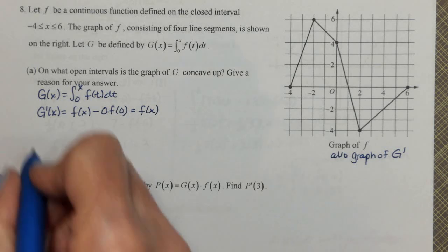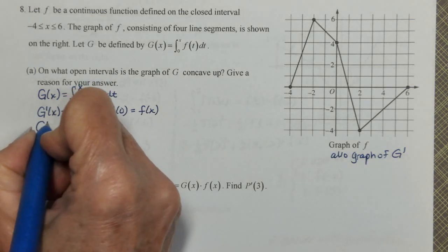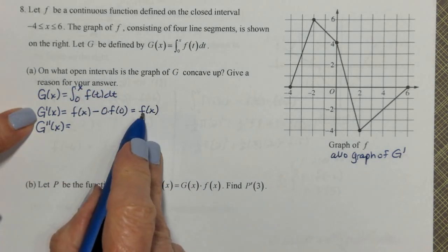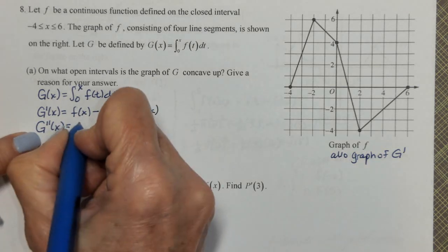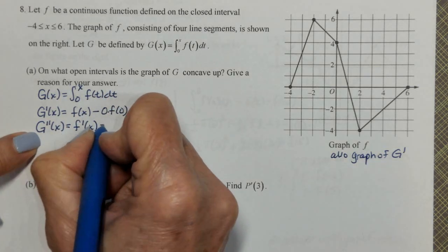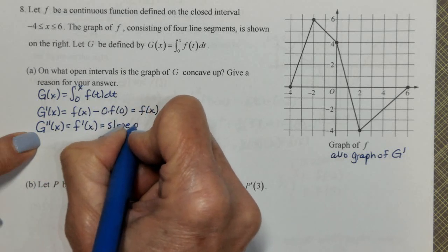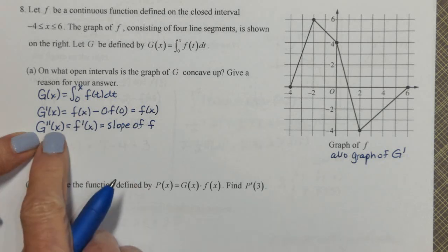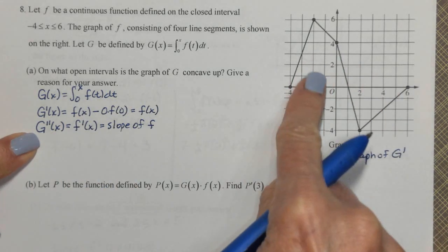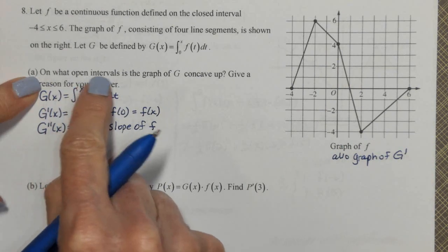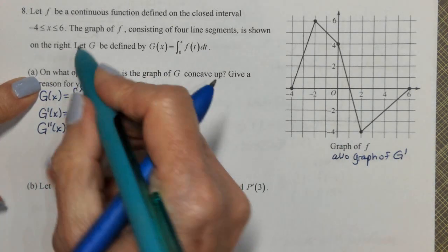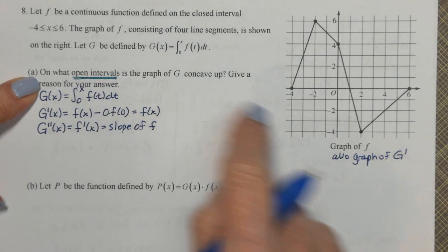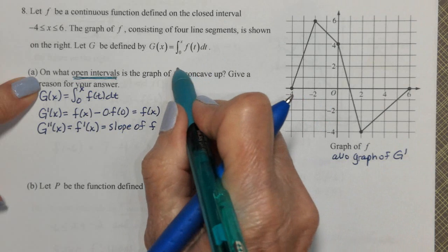Okay. Also, let's go ahead and find the second derivative. We always need it in these problems. If g prime is f, what is g double prime? Well, that would be f prime, which is the slope of f. So for g double prime, we're going to be looking at the slope of f. On what open intervals? They're telling us to write open intervals. Do not include the boundaries. On what open intervals is g concave up?